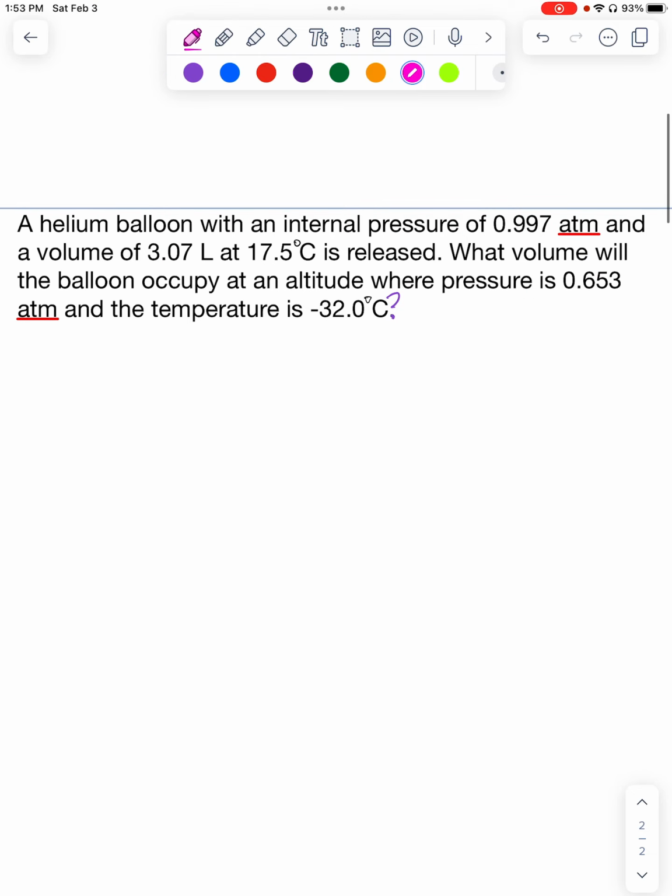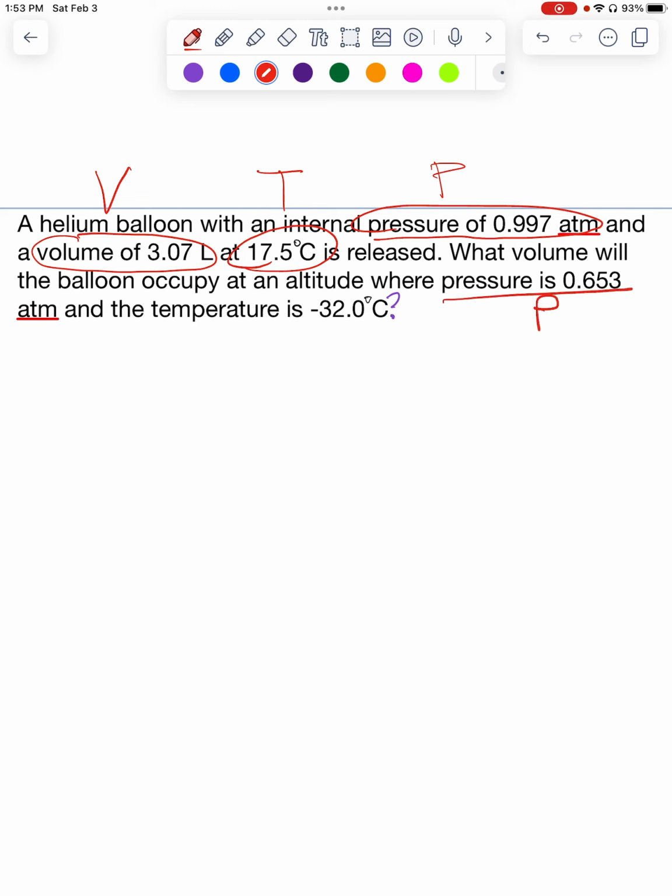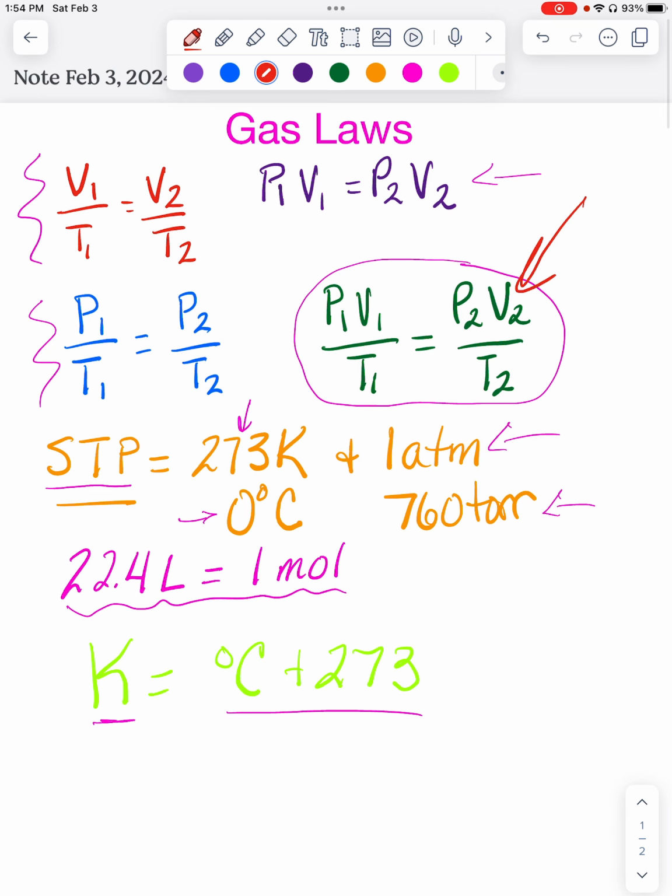So let's take a look at a problem. The first thing I would recommend when you do a problem is you figure out what you have, because sometimes they're going to give you more information than you need. Not the case in this problem, but let's take a look. A helium balloon with an internal pressure of, all right, so I have pressure, and a volume of that, so I have volume, at that temperature. What volume will the balloon occupy at an altitude where the pressure is and the temperature is negative 32? And notice it said what volume? Well, it looks to me like we've got all three variables, so we're probably going to want to use this equation right here.